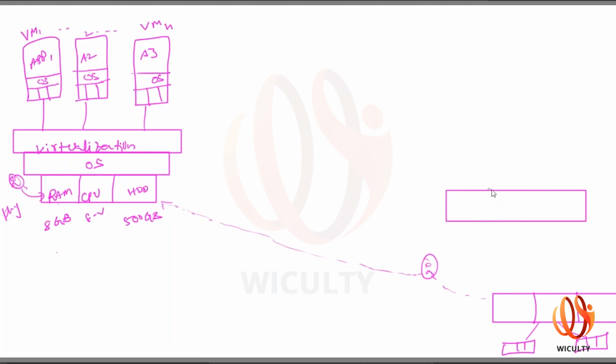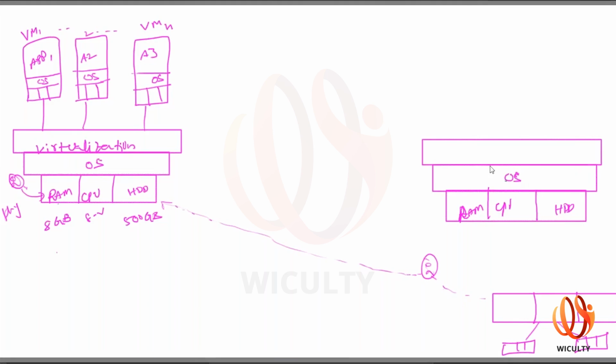What I do now, this is okay. So let's take the same machine. Here you have RAM, CPU, and then hard disk type. I install some operating system. Then I go and install Docker in this case. This is the OS, and then here it is Docker.